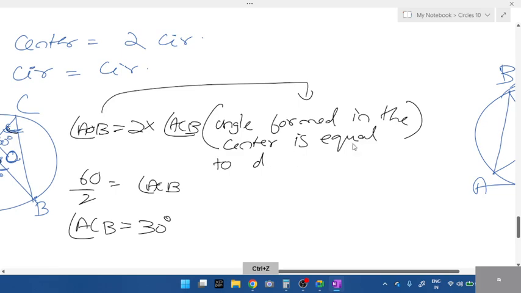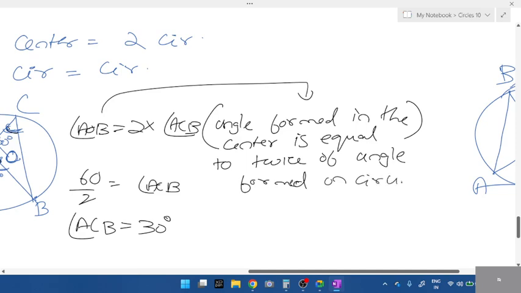What you write? Twice of angle formed on, what is that? Yes, circumference. That is what you have done, right? That is what I have written. Just convert into words, mathematical statement into words. This is a 3 marks question.